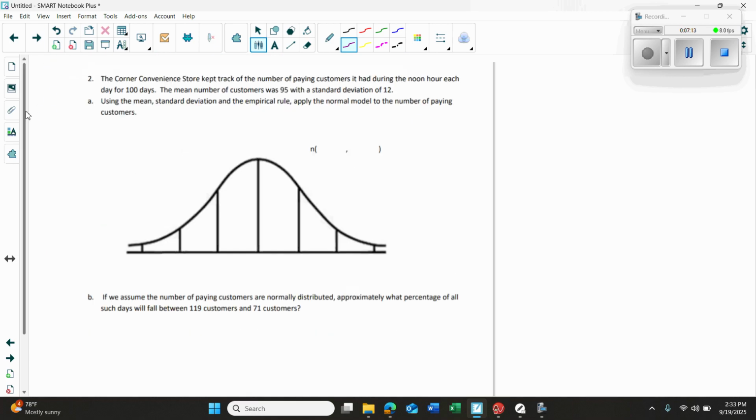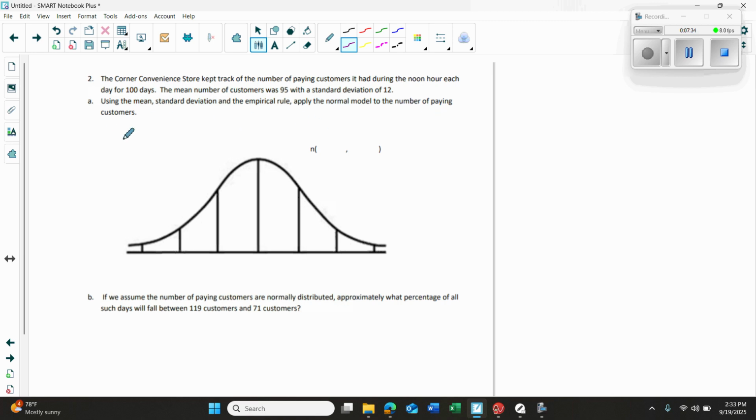All right, now we're moving on to number 2. The convenience store kept track of paying customers that it had during the noon hour each day of 100. The mean number of customers was 95, and the standard deviation was 12. Using mean, standard deviation, and the empirical rule, apply the normal model to the number of paying customers.